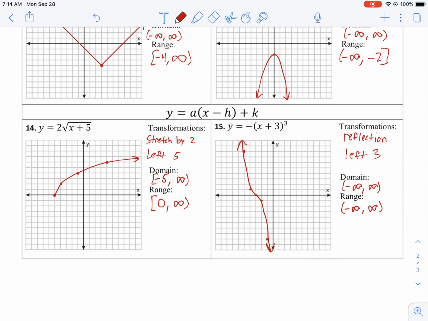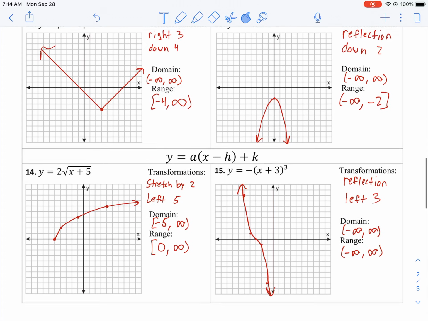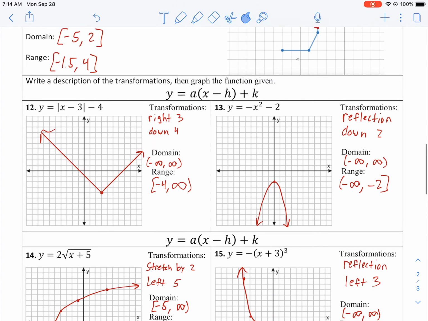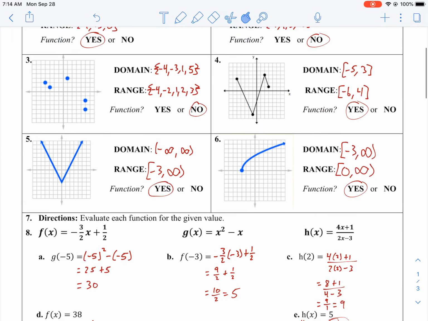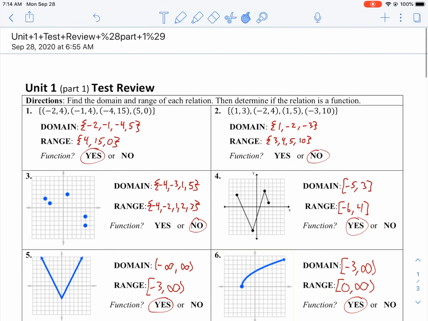So this is the review. It's fairly similar to the test. This is all the skills that you guys are going to be using. If you have any questions, make sure you let me know, and have a great day.